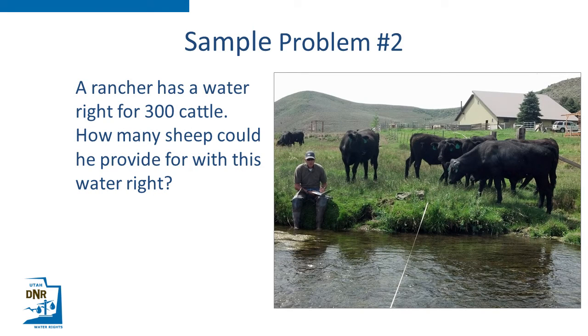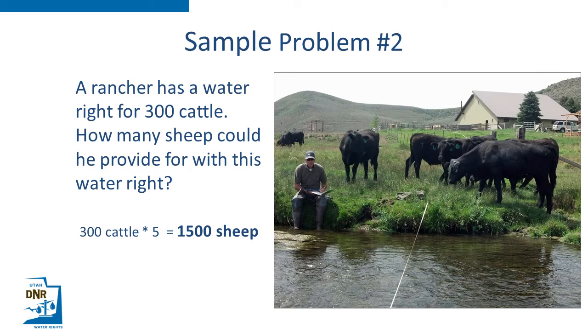Sample problem number 2. A rancher has a water right for 300 cattle. How many sheep could he provide for with this water right? So remember, 5 sheep equals 1 cow, so 300 times 5, he can water 1,500 sheep.